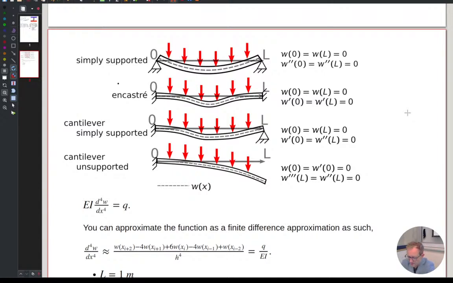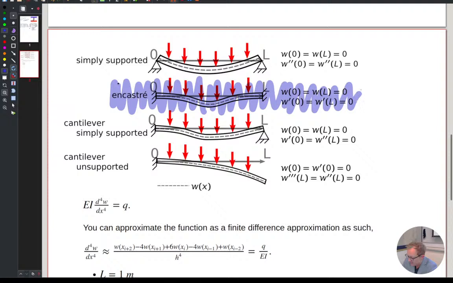All right, so encastre is a fancy way of saying that we're going to clamp the beam on both sides. So it's like a cantilever beam, but cantilevered on both sides. And then we'll apply a continuous, constant force across the whole thing. And the main thing that changes how the beam deflects are the boundary conditions.